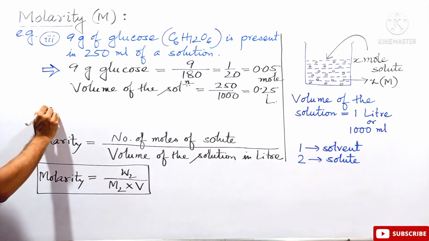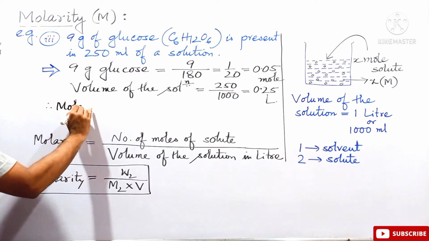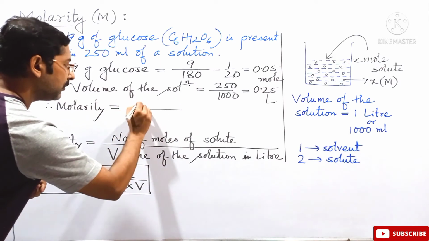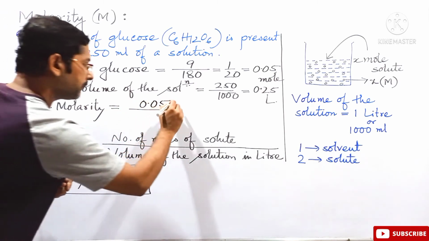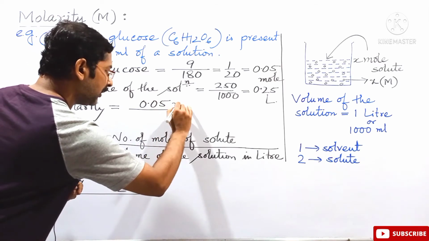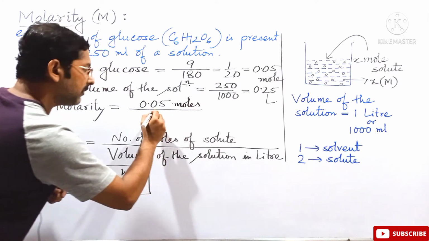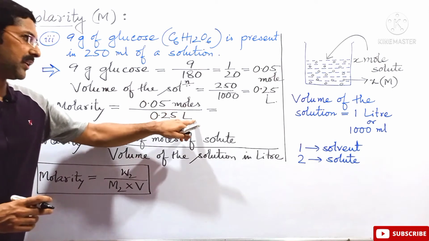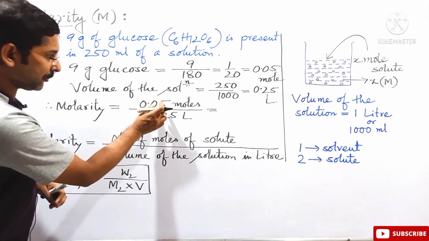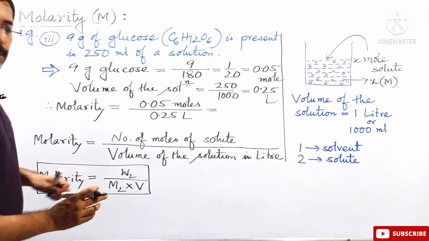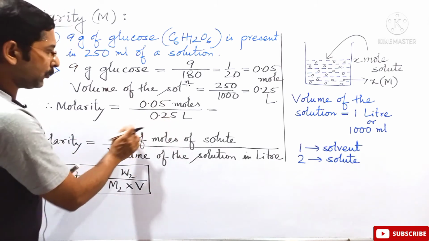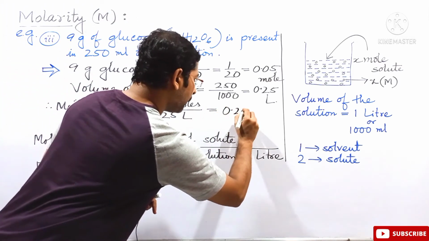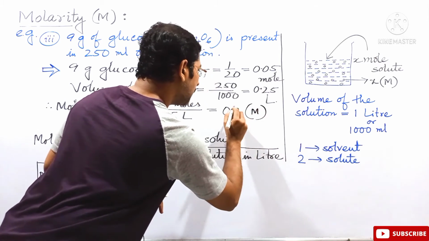So the molarity of the solution will be 0.05 moles divided by 0.25. This one is liters. So mole per liter is nothing but molarity. Okay, so this is 0.05 divided by 0.25, this is 0.2. Okay, so this is 0.2 molar.